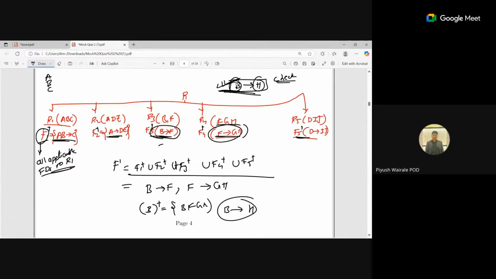So this is fine. So we can say B determines H is preserved here. This is how you need to check for dependency preserving.